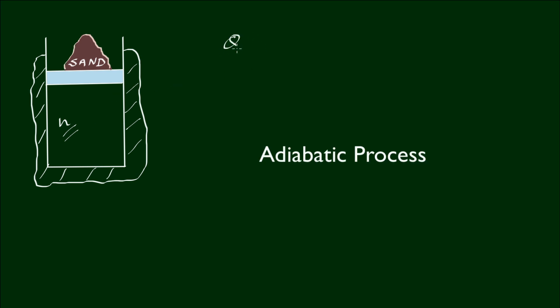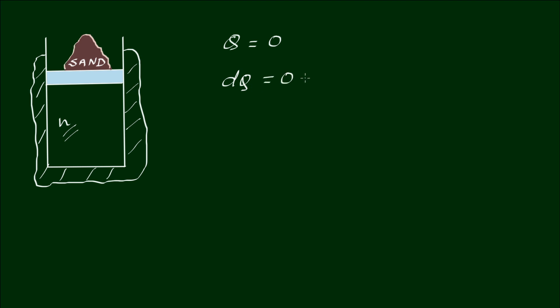So during an adiabatic process, the heat supplied is equal to 0. During an infinitesimal part of the process, dq, the small amount of heat supplied, would be 0. And that, according to our first law, is equal to the infinitesimal change in the internal energy, dU, plus the work done by the gas, PdV.